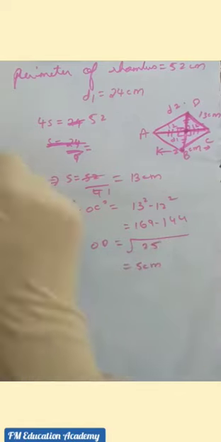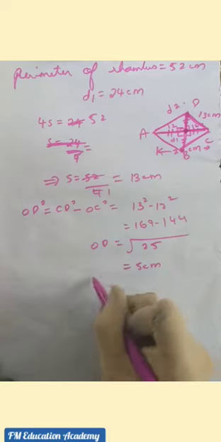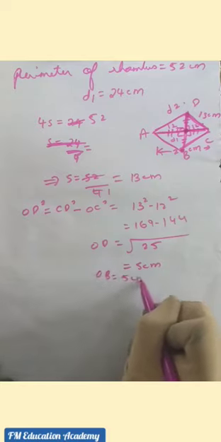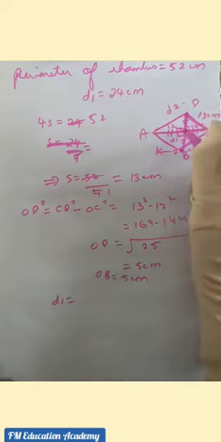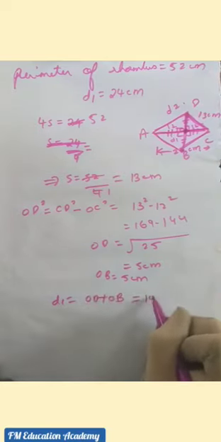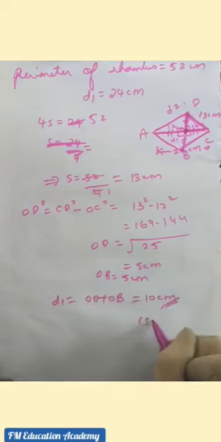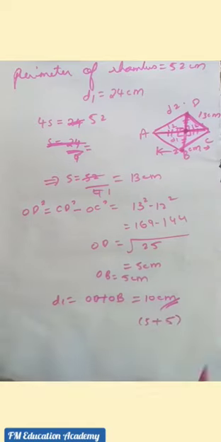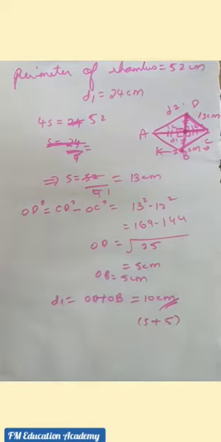If OD is 5 centimeter, then we can say OB is also 5 centimeter. So the length of the other diagonal is equals to OD plus OB, that is equals to 5 plus 5, that is equals to 10 centimeter. How? 5 plus 5. Okay, OD plus OB. So where is 10 centimeter in which option?